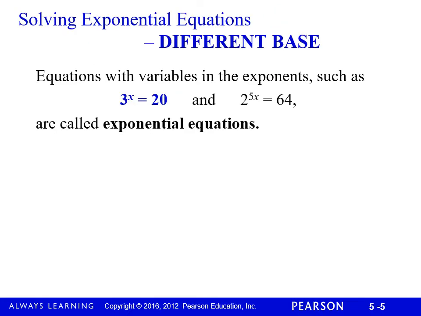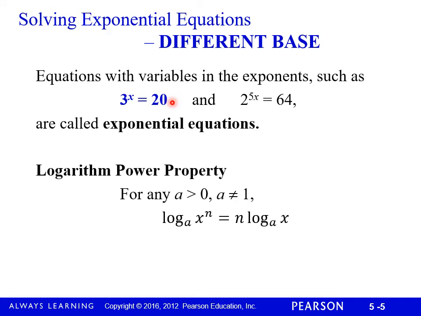We also have exponential equations with a different base. Looking at those same two expressions we had before, we can see that the expression on the left, 3 to the power of x equals 20, doesn't have the same base. How do we know that? Because we can't really write 20 as 3 to a whole number power. Like 3 times 3 is 9, times 3 is 27. We don't have any power of 3 that will equal 20.